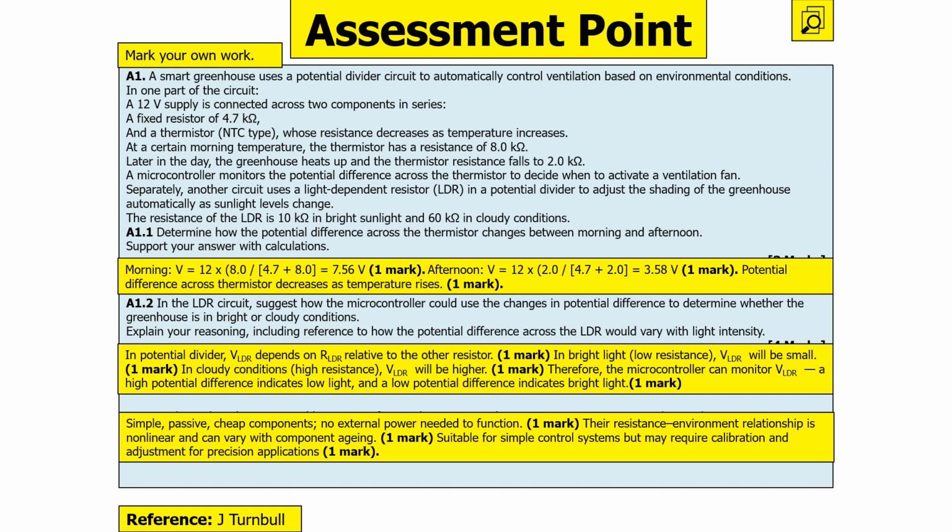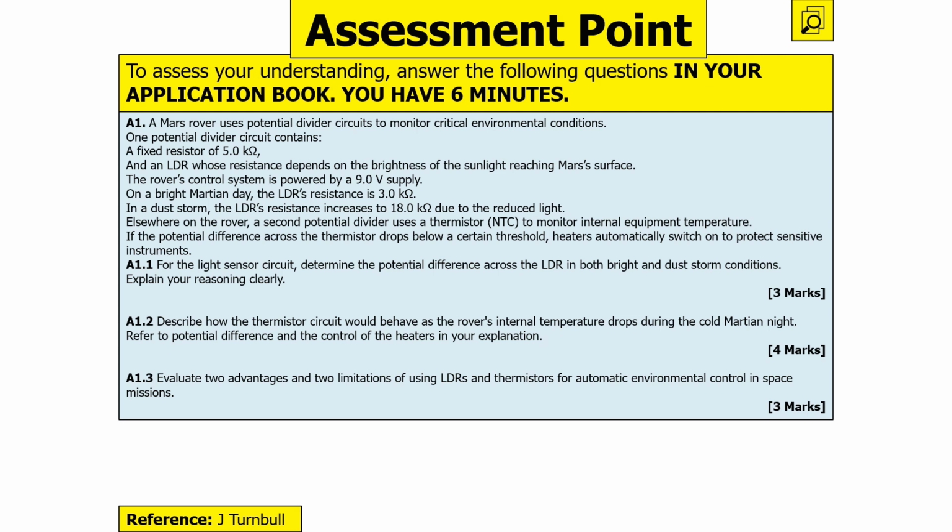The next question says, a Mars rover uses potential divider circuits to monitor critical environmental conditions. One potential divider circuit contains a fixed resistor of 5 kiloohms and an LDR whose resistance depends on the brightness of the sunlight reaching Mars' surface. The rover's control system is powered by a 9-volt supply. On a bright Martian day, the LDR's resistance is 3 kiloohms. In a dust storm, the LDR's resistance increases to 18 kiloohms due to the reduced light.